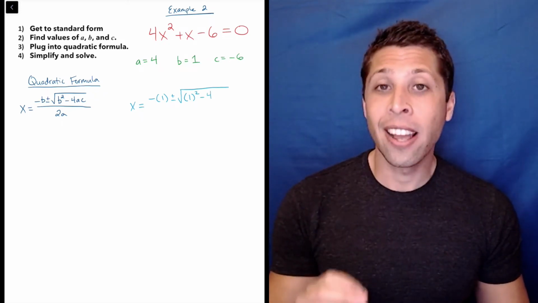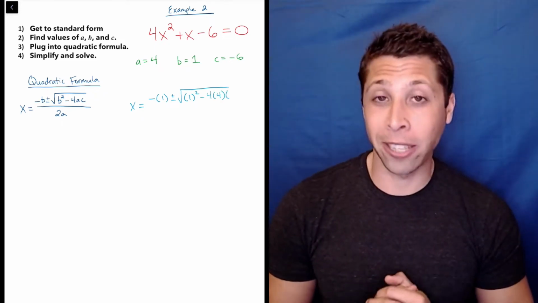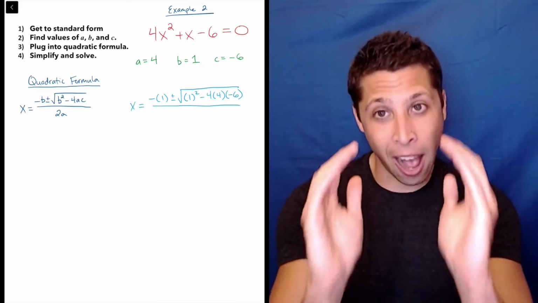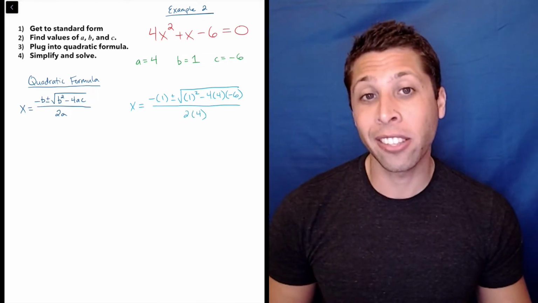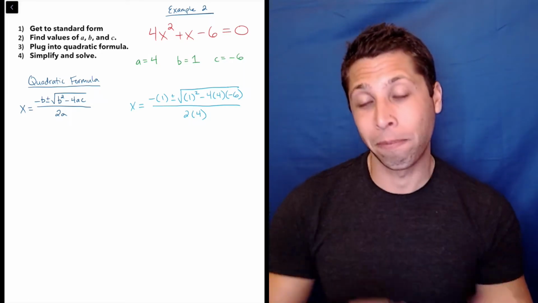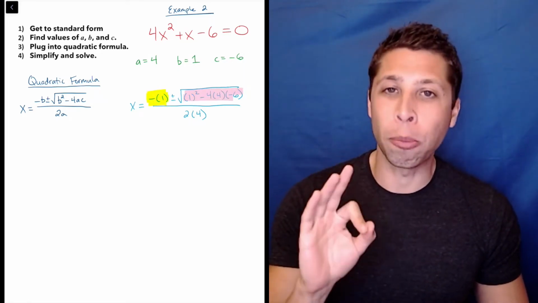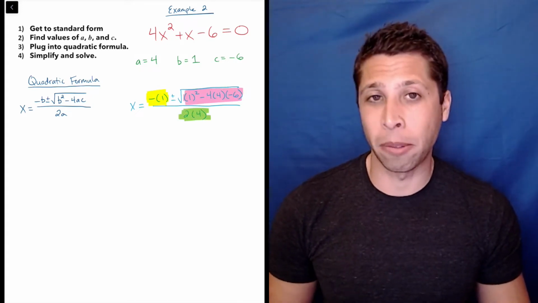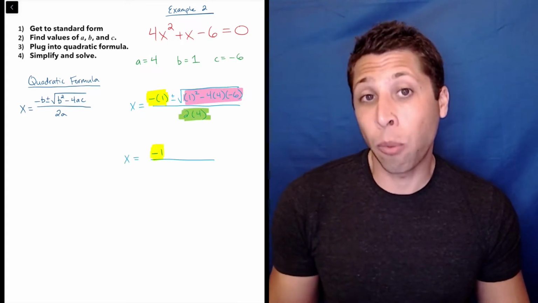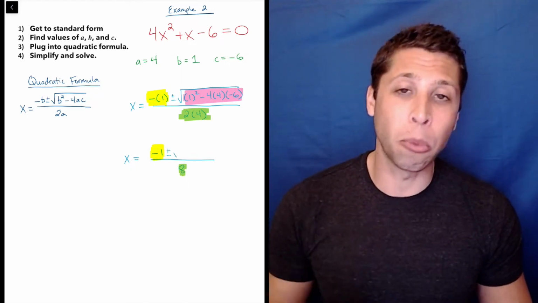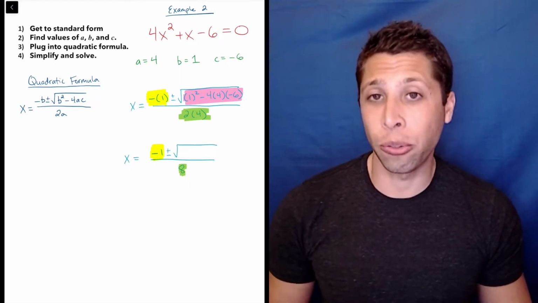In this case, negative 1 plus or minus the square root of 1 squared minus 4 times negative 6, all over 2 times 4. Start simplifying. I like to think of it as 3 groups, and the first 2 are very easy to simplify. Here we'd just have negative 1, and on the bottom we'd simplify to 8. And then under the radical is the more complicated group, which I usually do in 2 steps.